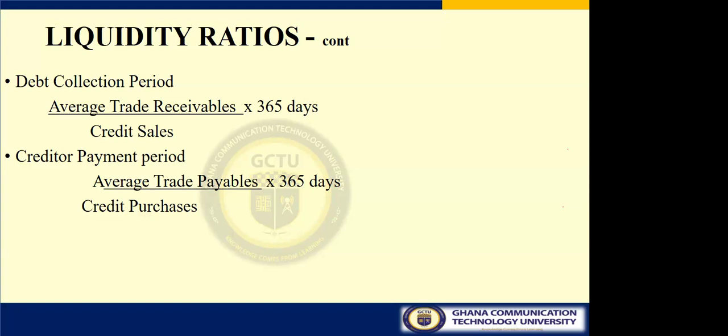Apply that accordingly. Then the creditor payment period: average trade payables, and then you apply 365 if it's in days, 52 if it's in weeks, 12 if it is in months, divided by your credit purchases.